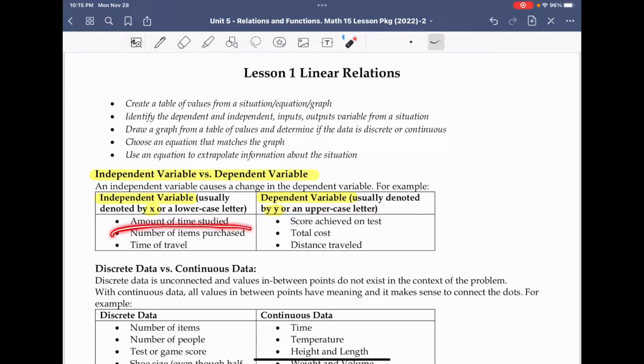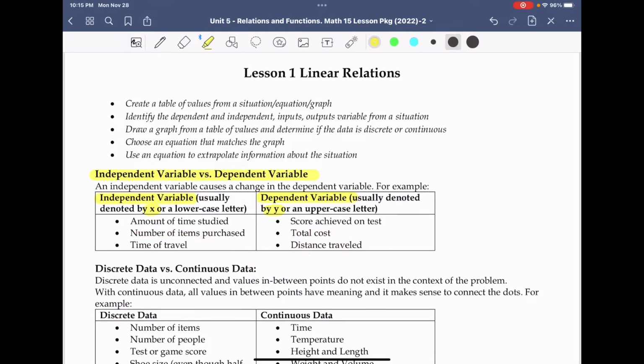What about the number of items purchased? I walk into a store and I buy, let's say, 5 fruits. Well, depending on the amount I buy, in this case, maybe 5 fruits, it affects the total cost, or the dependent variable, which is our total cost. Time traveled. I can travel across the world. Let's say I go to Croatia or somewhere across the world. Well, we know that's going to take a certain amount of time, which is an independent variable. And what is our dependent variable? The distance traveled. Distance traveled depends on the time traveled.